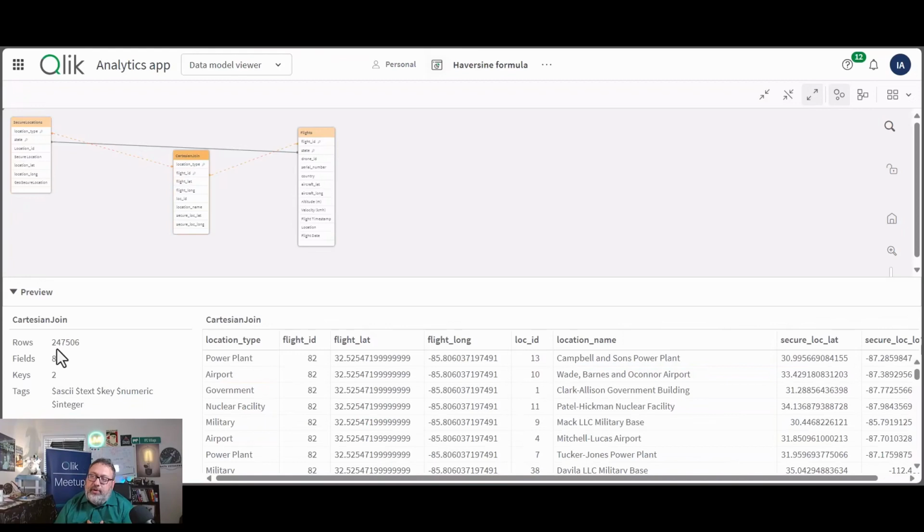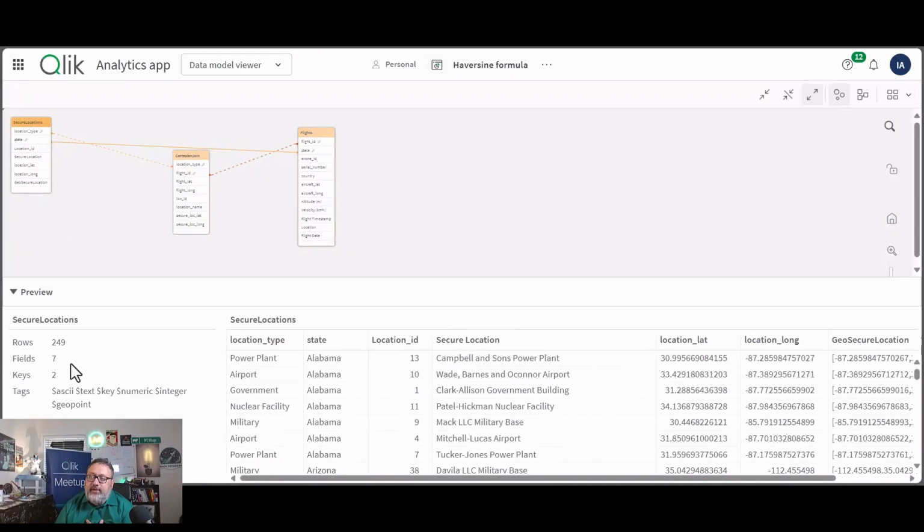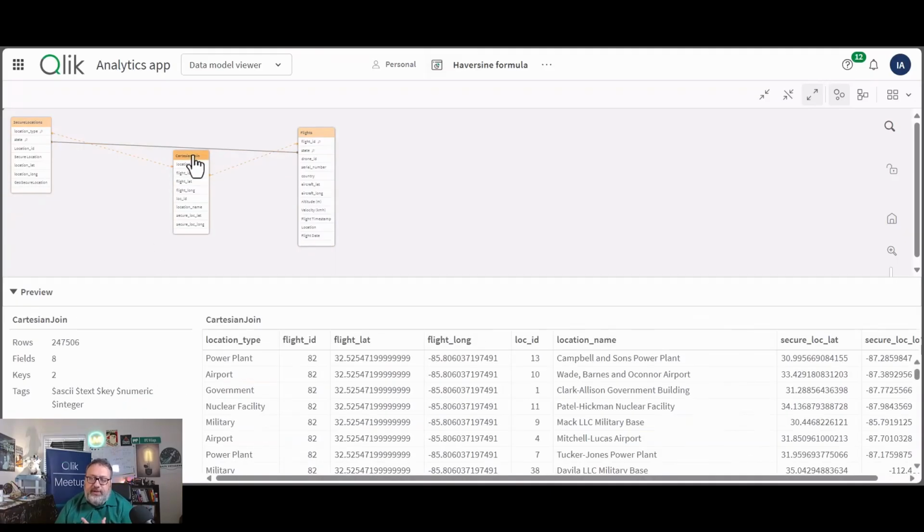Look at the number of rows. Hundreds of thousands of rows. But if you look at flights, it's less than 1,000. If you look at secure locations, it's less than 250. And then because we're doing all possible combinations between those, we have this large table. But it's okay. It's only temporary.